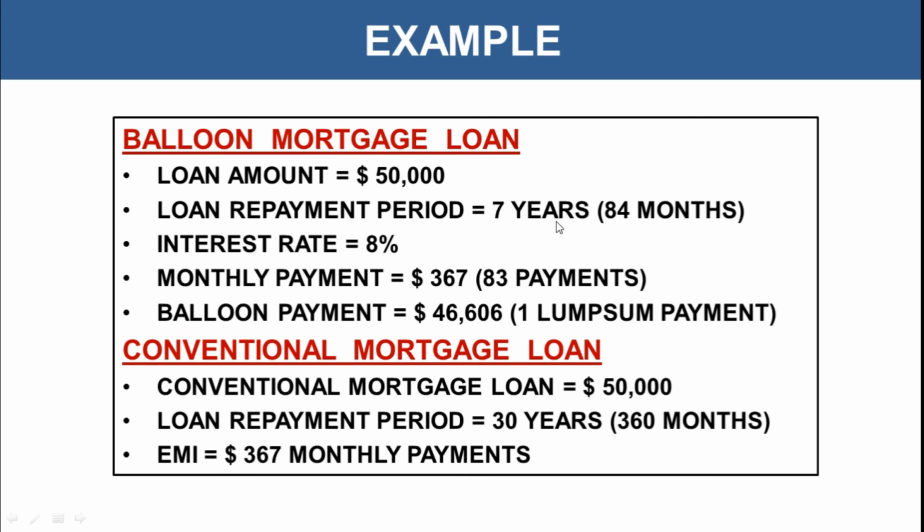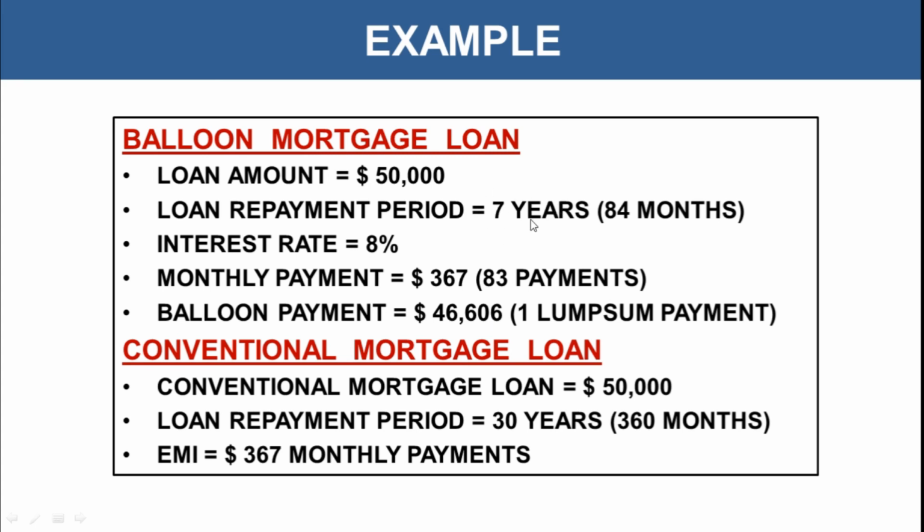So you can see that for 7 years, you would be making a total of 84 payments, spread across 84 months. For 83 payments, you will be making lower initial payments, which would be your interest or some portion of principal accumulated with it. So it will come around $367. And your last balloon payment, which would be your 84th, or one lump sum payment, would be around $46,606. So this is how this whole scenario would work. You would be making this monthly payment, which is quite a lower amount, but at last your balloon payment will be quite high. So you need to consider this.